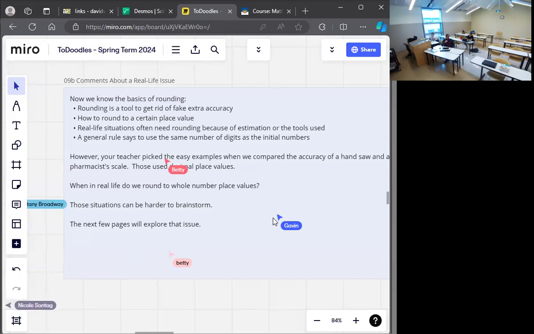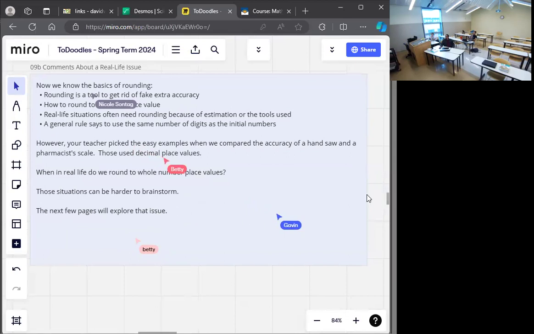Okay, more about rounding. So now we've reviewed the basics. Rounding gets rid of fake extra accuracy, usually from division. We know how to round, and we know that in real life we do it because we're estimating and we know how accurately we can estimate, or because we have some sort of measurement tool that has a certain accuracy. If there's no other guidance, use the same number of place value digits as the numbers that were given to you in the word problem.